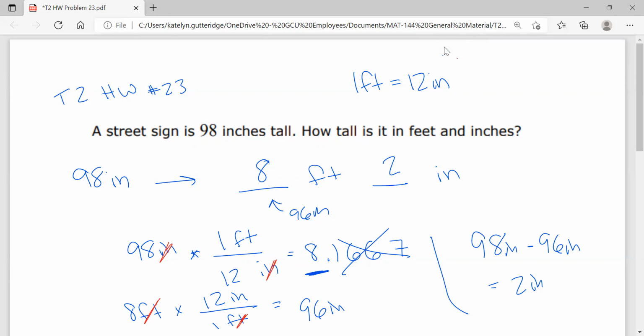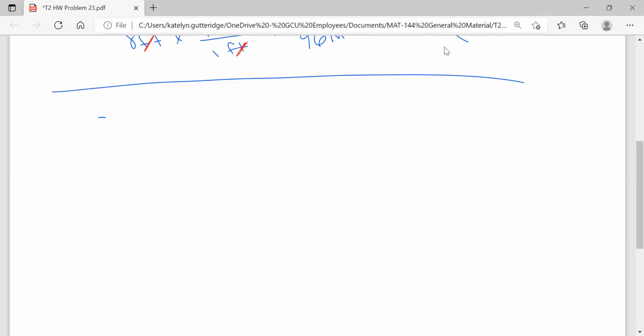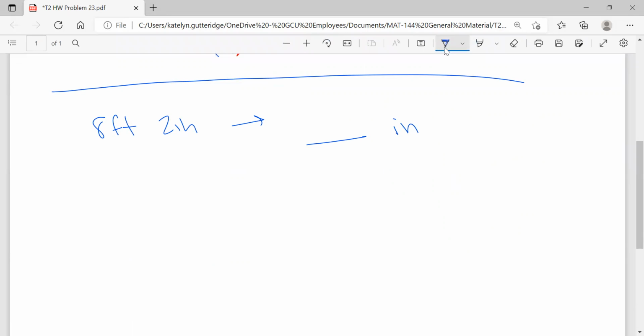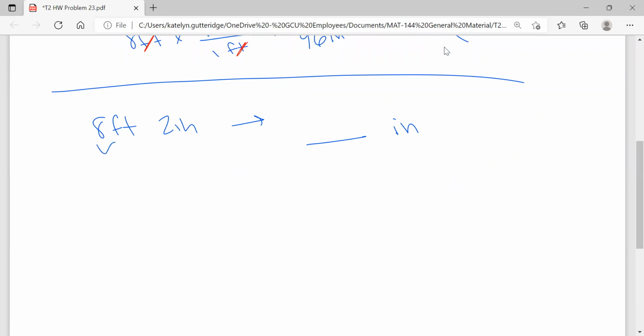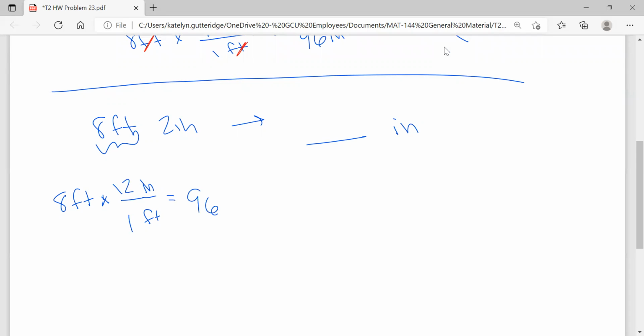8 feet represents 96 inches. So if you take the 96 inches, tack on that extra 2, that gives you that 98. Okay, if you had to go backwards, so let's say vice versa, we started with 8 feet, 2 inches, and we need to get to just inches. What we would do, going the opposite way, is take that 8 feet and figure out how much that is in inches. So we do the same thing we did above in the problem. We take the 8 feet, convert it to inches, and that gives us that 96 inches again.